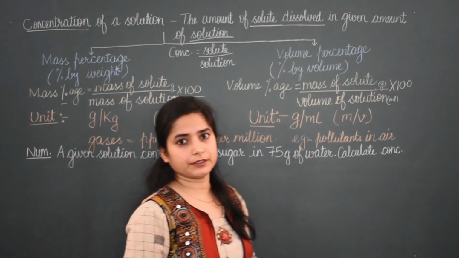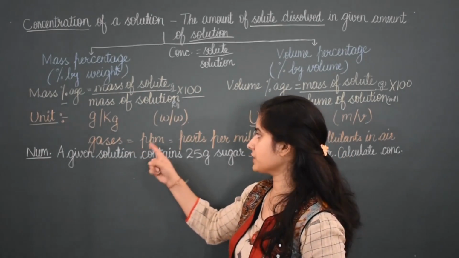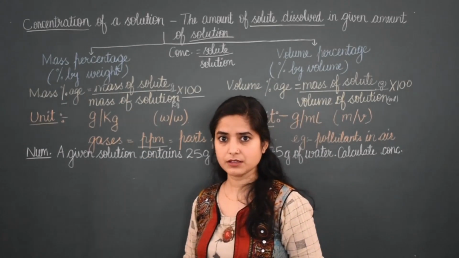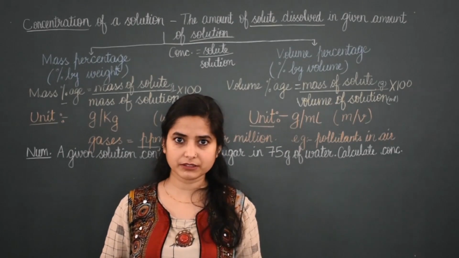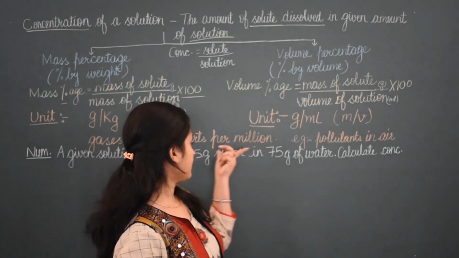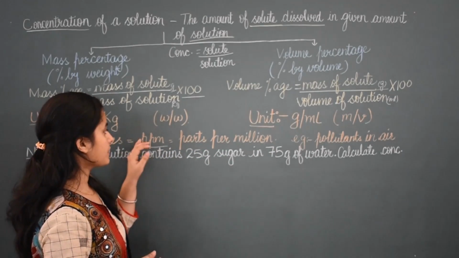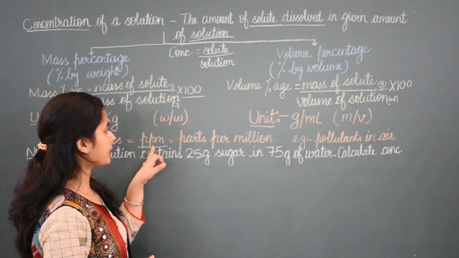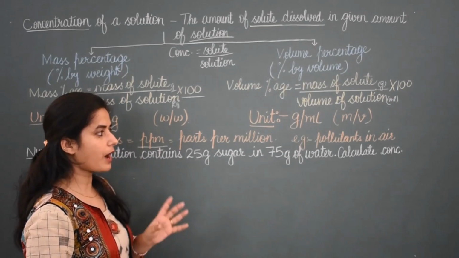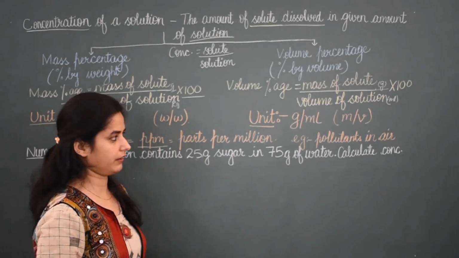And the third one: the first two are for solids and liquids, and for gases we take a different unit, ppm. Maybe you have seen it mostly after Deepavali or after storms, when this term is used too much. ppm means parts per million. Parts per million means how many parts of something are present in per million parts of air.